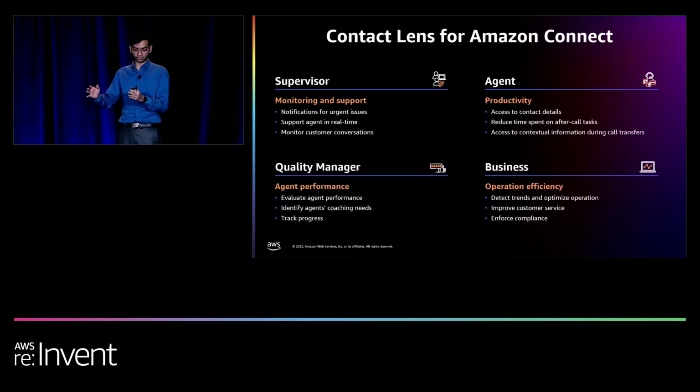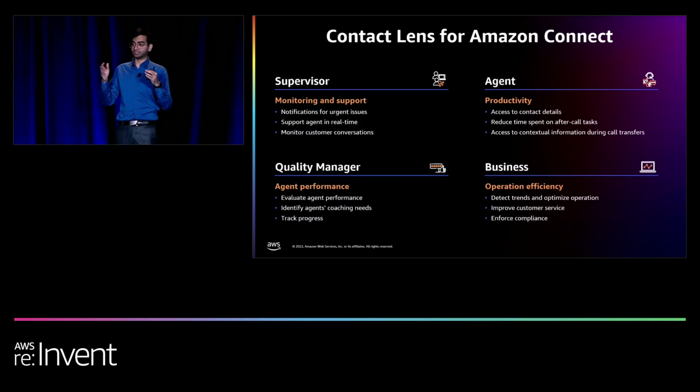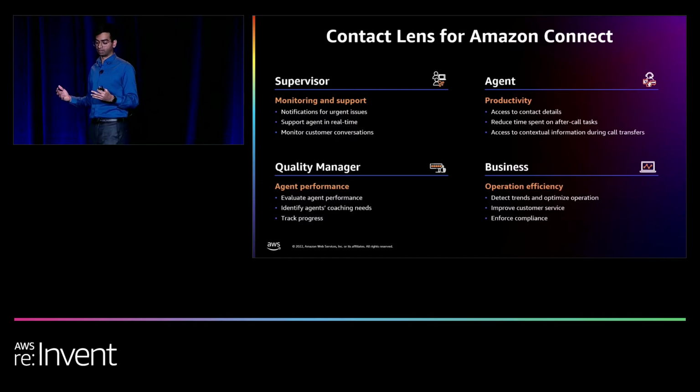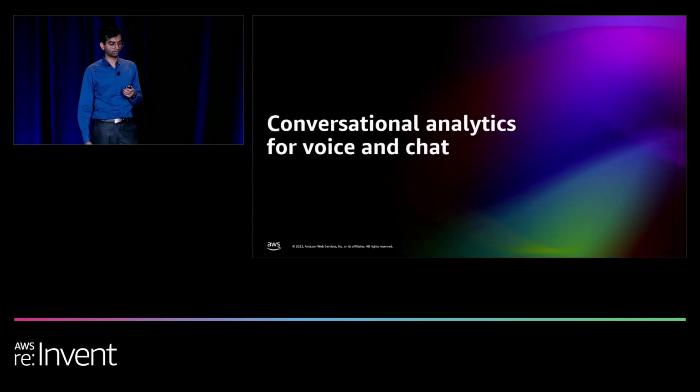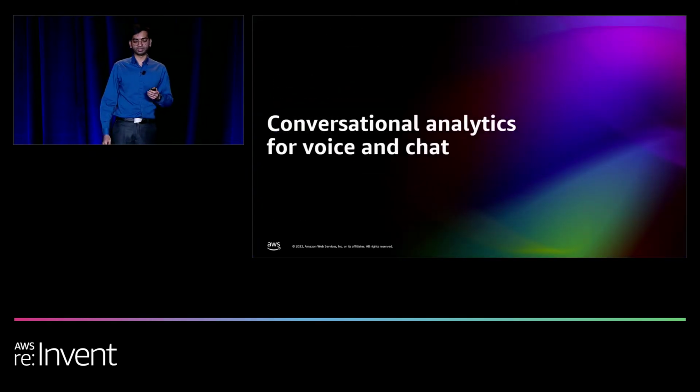Now, let's take a quality manager. A quality manager is easily able to identify coaching opportunities for improving agent performance. Agents themselves can benefit from timely and specific assistance to improve their productivity. And finally, businesses can benefit from the product feedback that they get from these customer calls, and they can use that feedback to improve their products and services. Now, let's talk about some of these conversational analytics in detail before we jump to some of the evaluation capabilities.